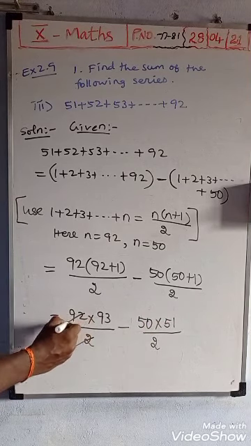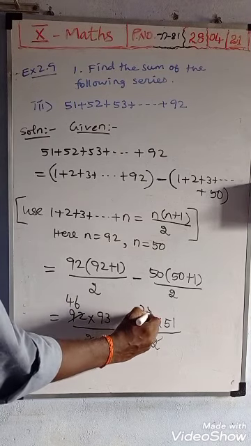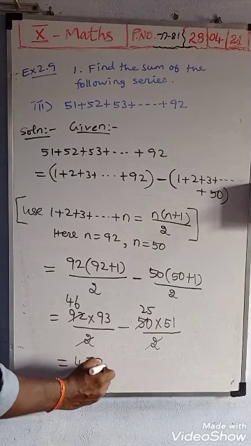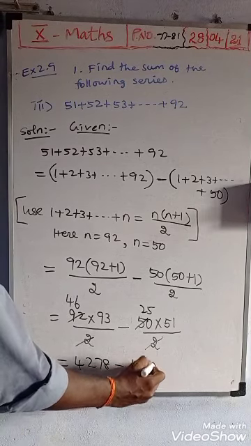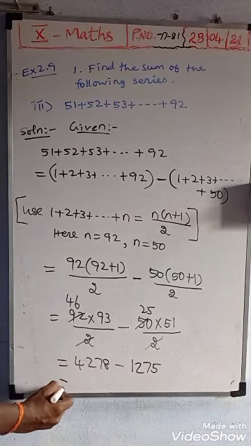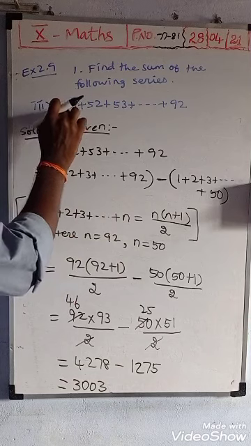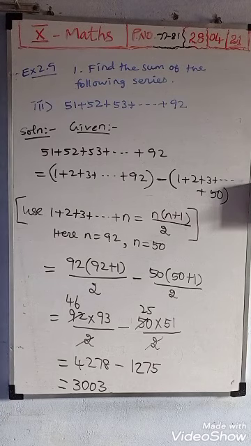Now cancel the 2s. 2 fours are 8, 2 sixes are 12, so 46. Here 25. So we get 46 into 93. Multiplying, we get 4278, minus 25 into 51, which we multiply to get 1275. Subtract these two answers and we get 3003. Therefore, adding the natural numbers 51 to 92, we receive the answer 3003.